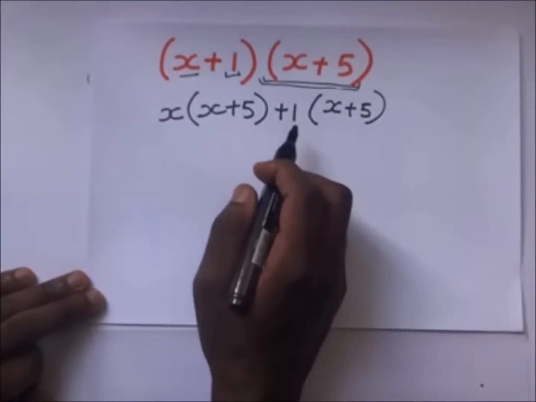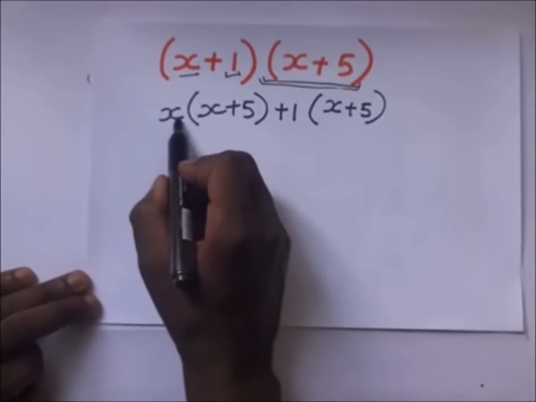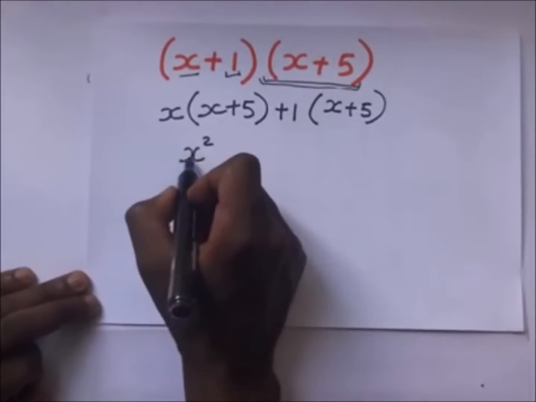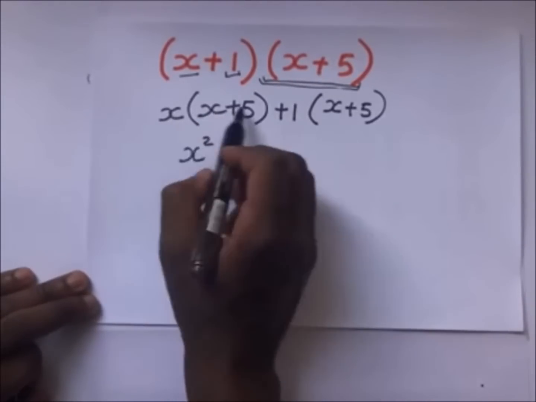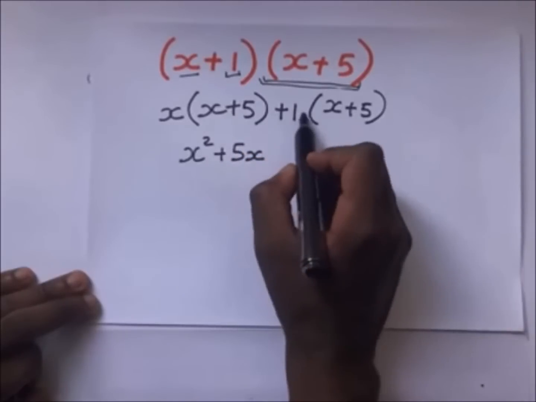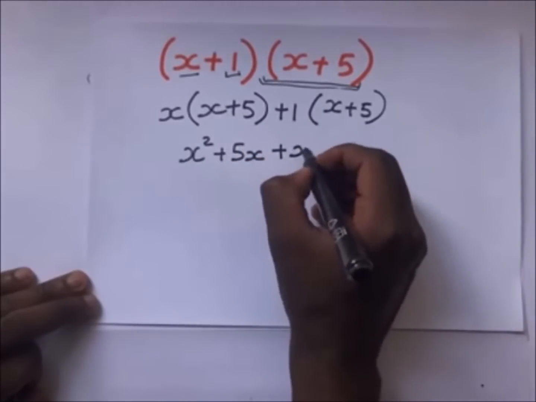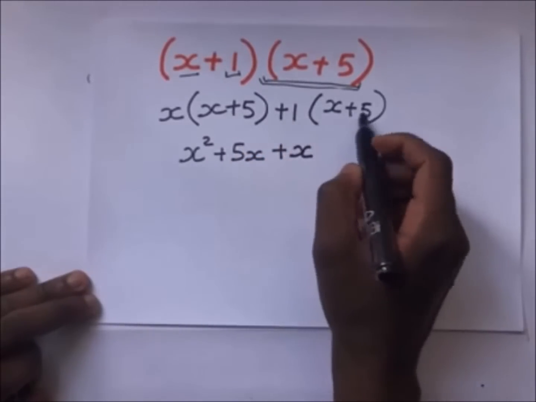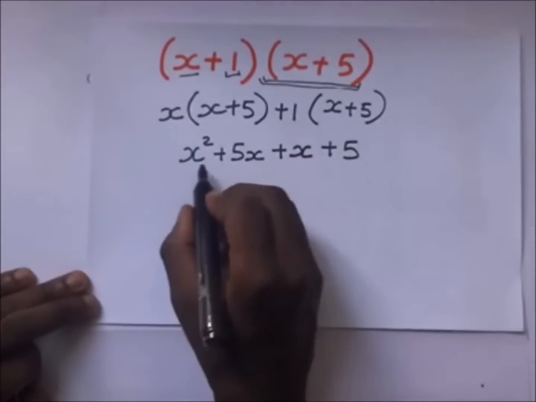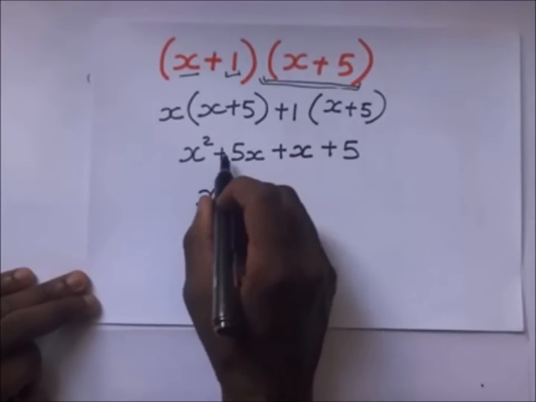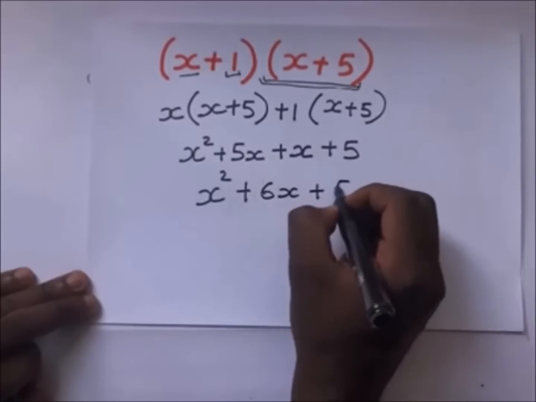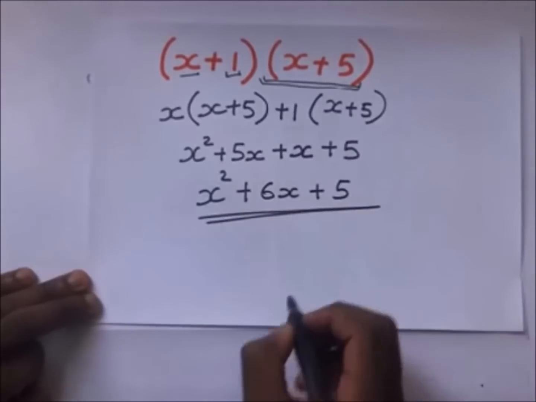After getting that step, we open brackets now. This times that, x times x is x squared. They are both positive, so it's positive x squared. Then positive x times positive 5 is going to give us plus 5x. Then positive 1 times x is going to give us plus 1x. Then positive 1 times positive 5 is going to give us plus 5. And definitely here we shall end up with x squared, then 5x plus x is 6x, so it's plus 6x plus 5. And that will become our answer.